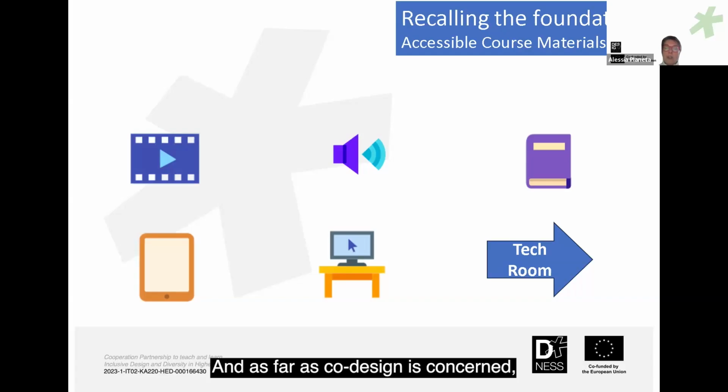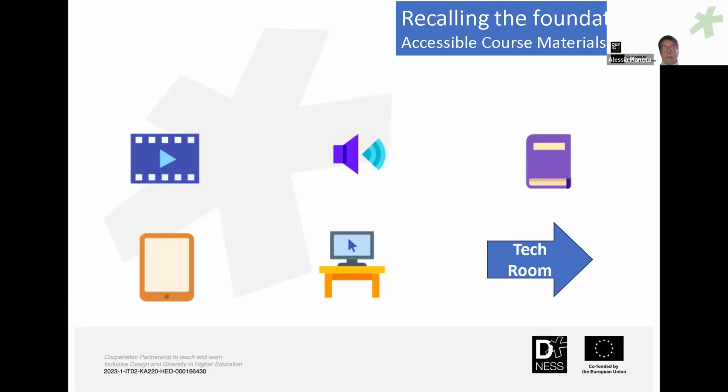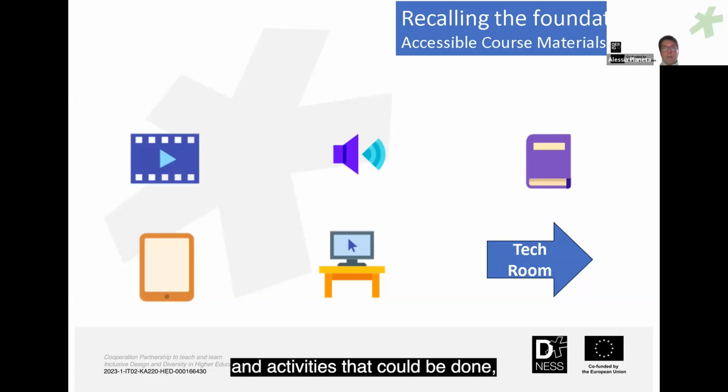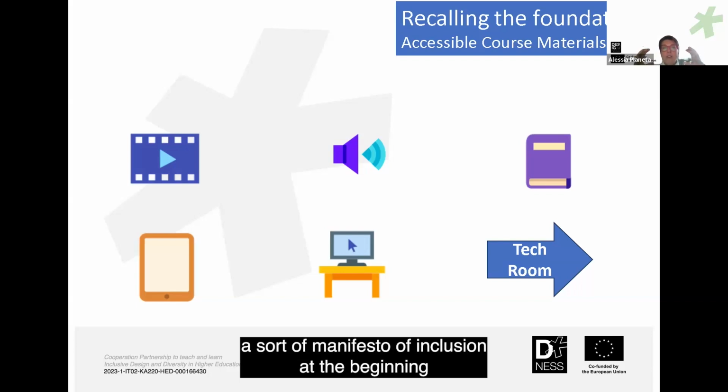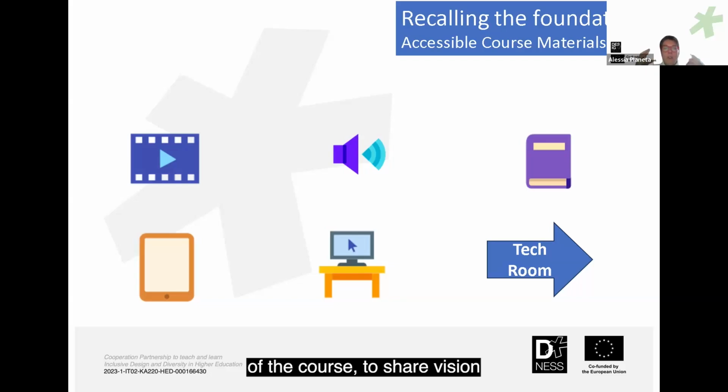And as far as co-design is concerned, an activity that could be done could be creating together a sort of manifesto of inclusion at the beginning of a course, to share vision and values without teaching anything.